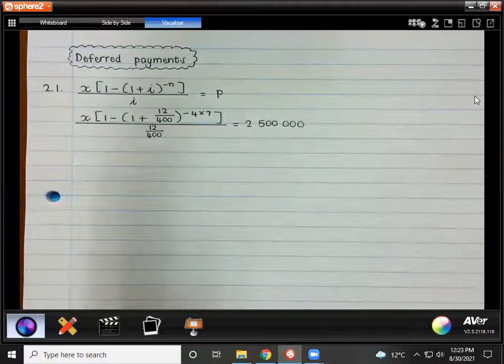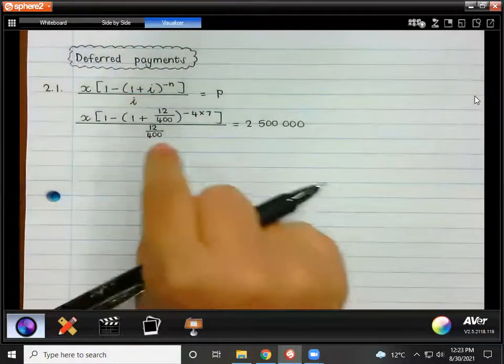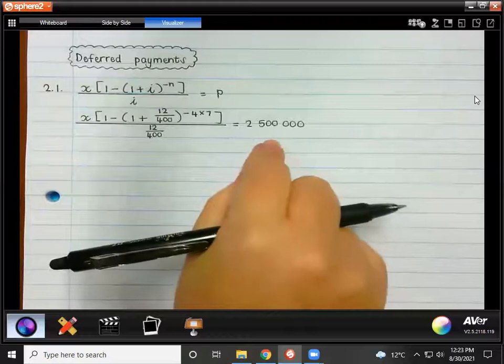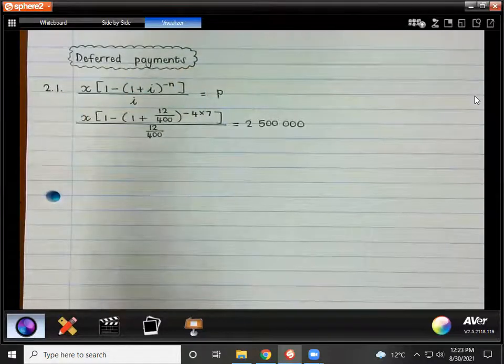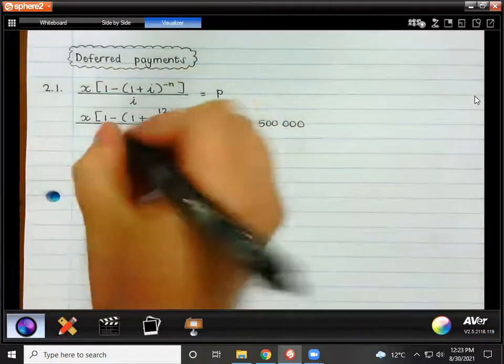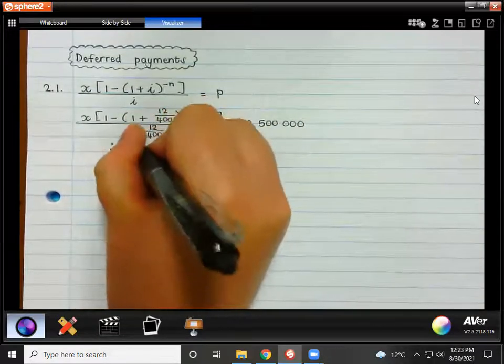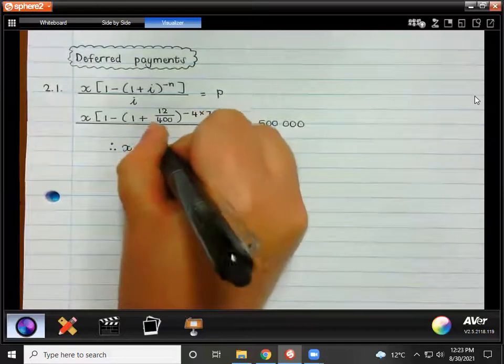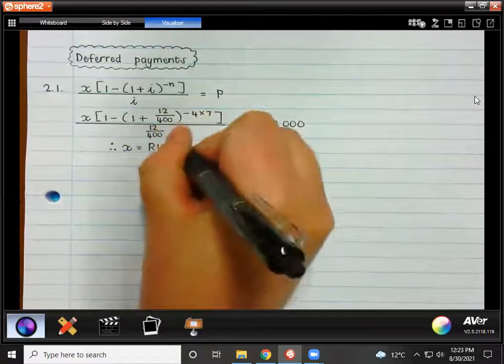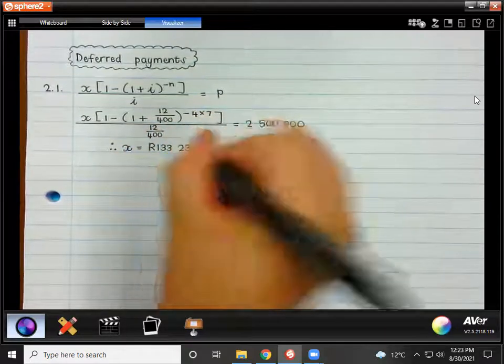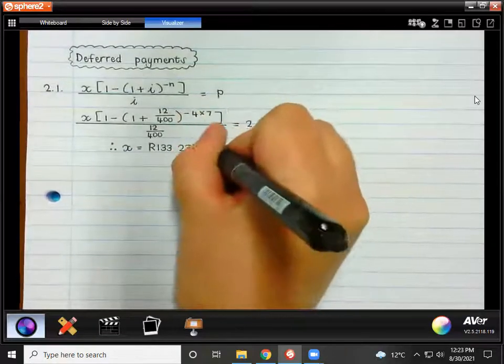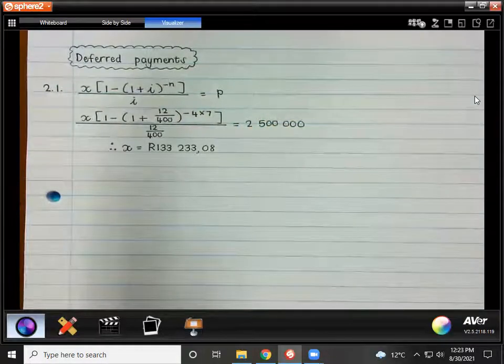Okay, so you have had some practice in solving for X here. You're going to multiply by the interest rate, then you're going to divide by that whole bracket. So I'm not going to let you work that out now. I have already done it. X is equal to 133,233 rand and 8 cents. So that's now per quarter, right? So every 3 months, I have to make that payment.